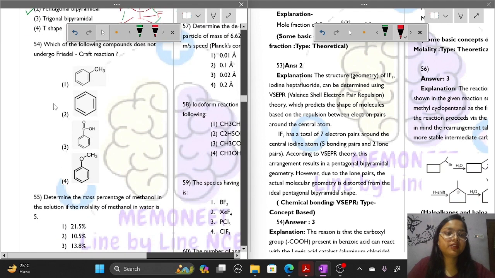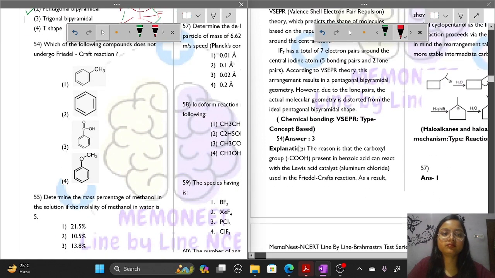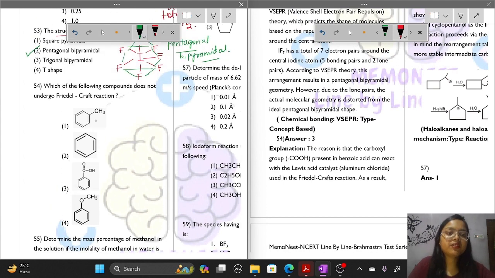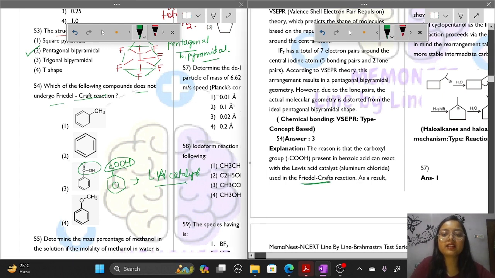For question number 54, which of the following compounds does not undergo Friedel-Crafts reaction? Okay, so Friedel-Crafts reaction is not shown by the group containing the carboxylic acid, COOH. Okay, why? Because the carboxylic acid will react with the Lewis acid catalyst which is present in the Friedel-Crafts reaction.